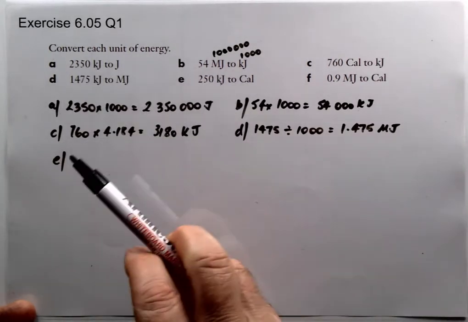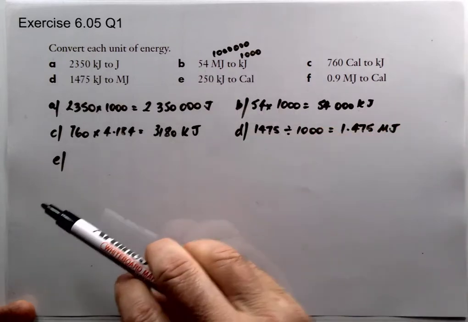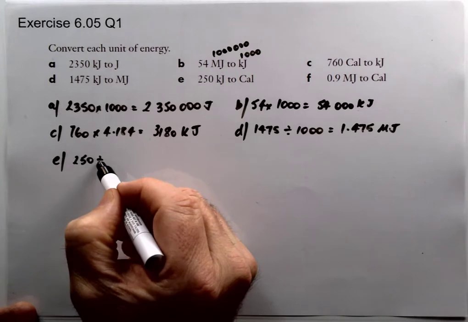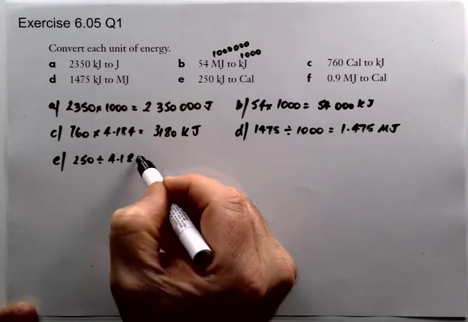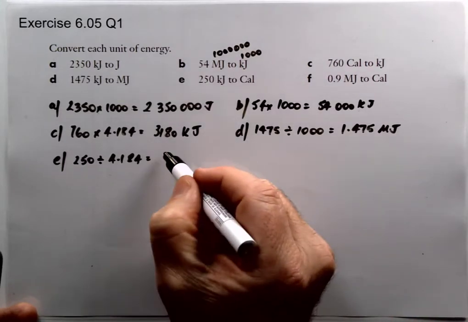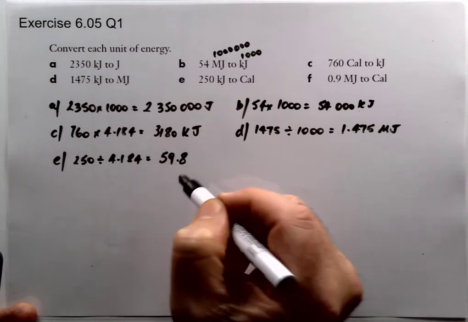We're converting kilojoules to calories, so the kilojoules are smaller, calories are bigger, so the number has to decrease. Again, going to our calculator. Okay, so we're going to get 59.8 calories.